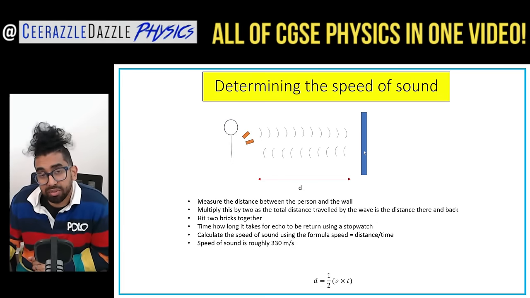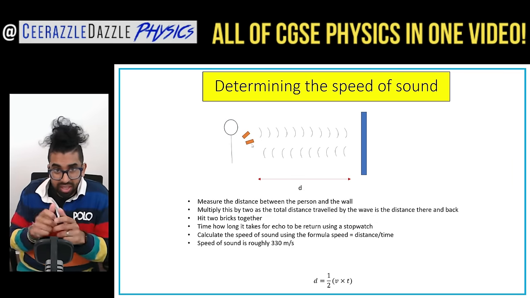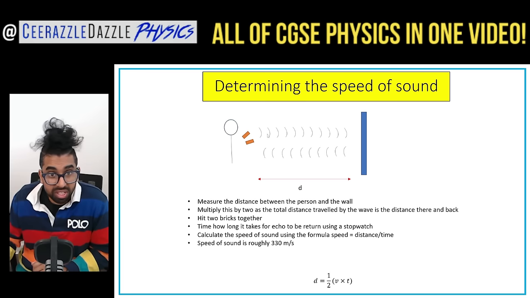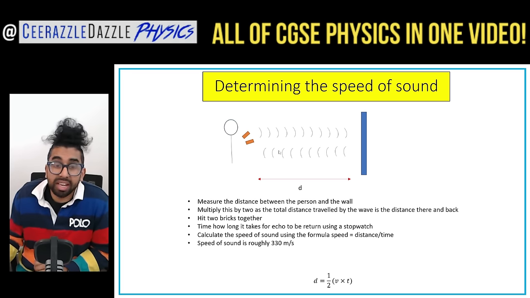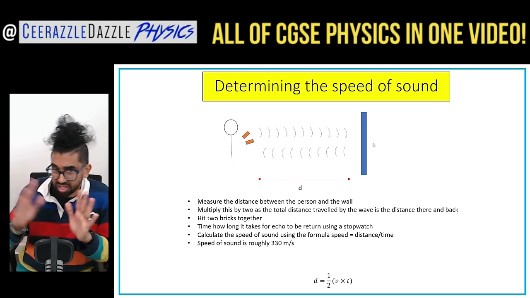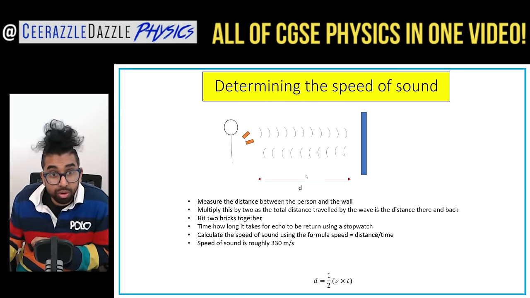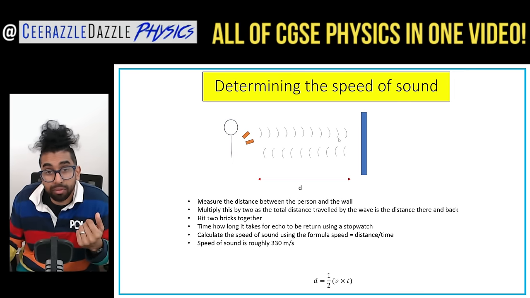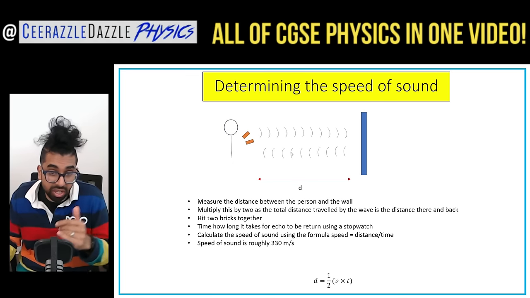Determining the speed of sound. If you want to determine the speed of sound, simply take two bricks, hit them together, and see how the sound wave travels, hits a wall and bounces back. So the sound wave goes forward and travels back over here. In order to work out the distance, you simply measure the distance between yourself and the wall. And then you time the time taken for you to hear the initial sound and for the echo to return. So don't forget, you're listening out for when the sound returns.